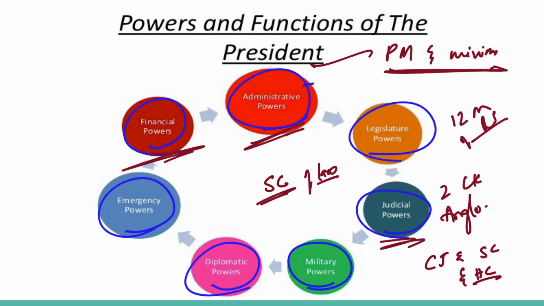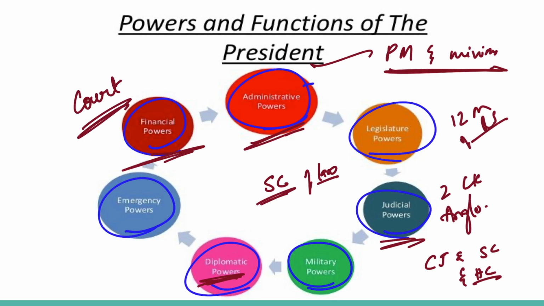President has the power to grant pardon, reprieve, respite, remission of a punishment, or even suspend, remit or commute the sentence of any person convicted of an offence. In all cases where the punishment or the sentence is by a court-martial, then only the President can pardon it.